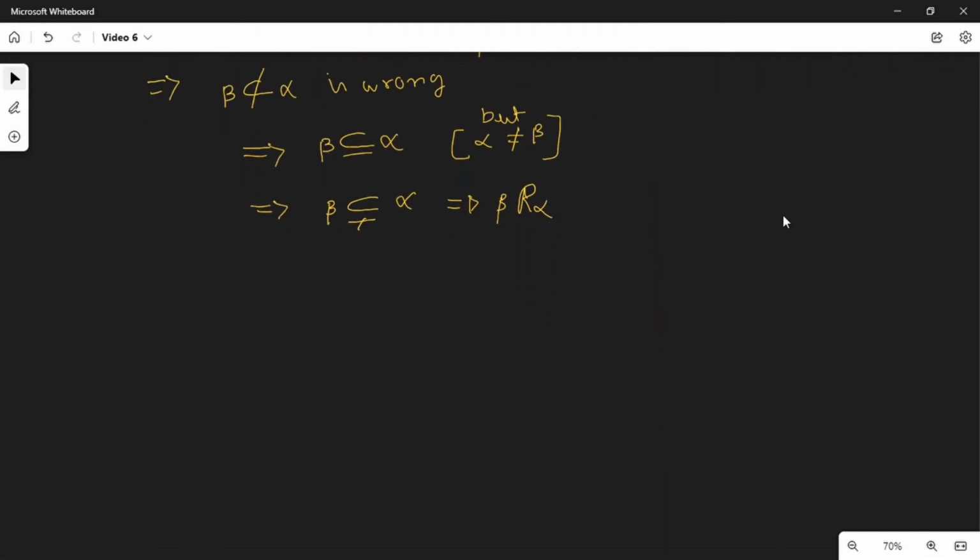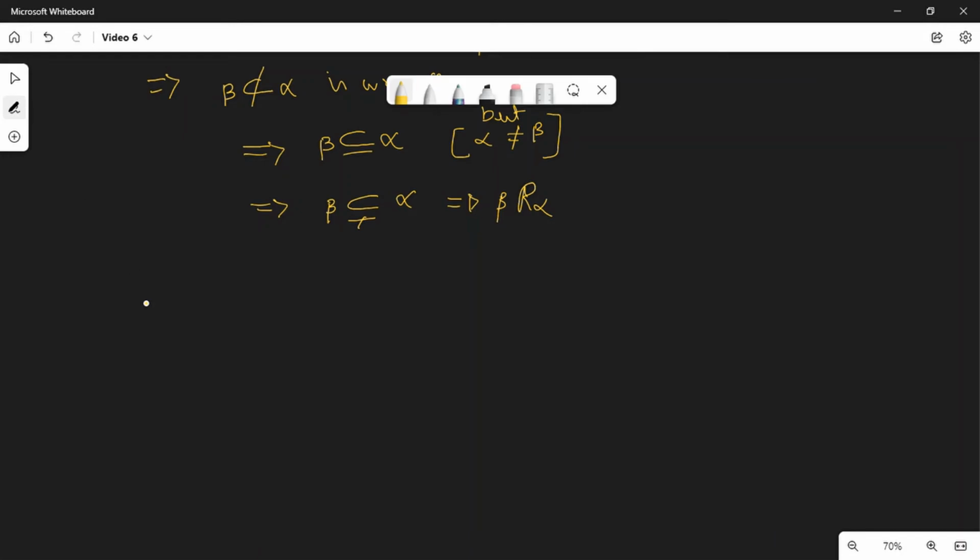So now what we have: if alpha is not equal to beta, and alpha is not related to beta, then beta will be related to alpha. Also, showing this is very easy. Alpha is not equal to beta, beta is not related to alpha. Just change the alpha and beta. There is no big deal. Then alpha will be related to beta.